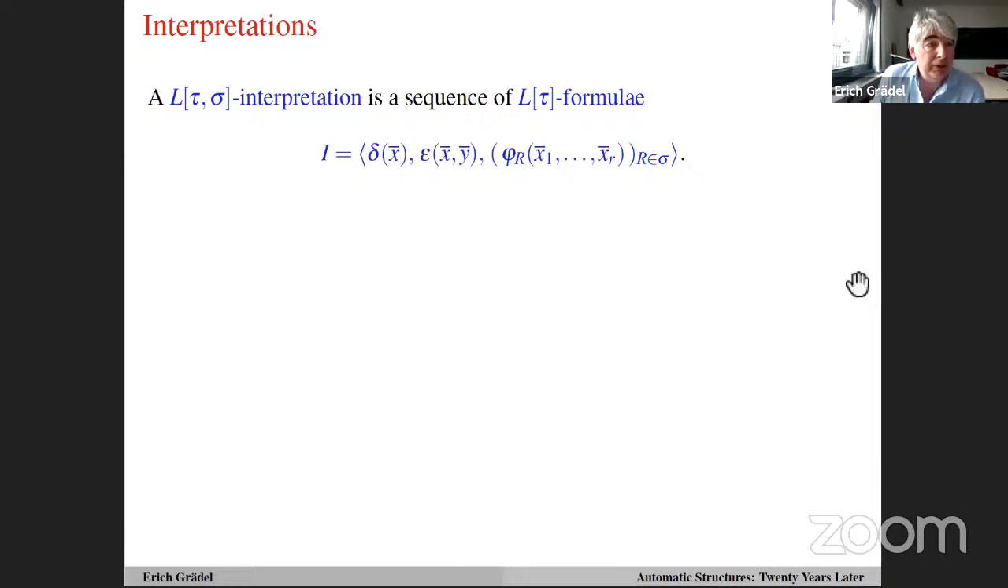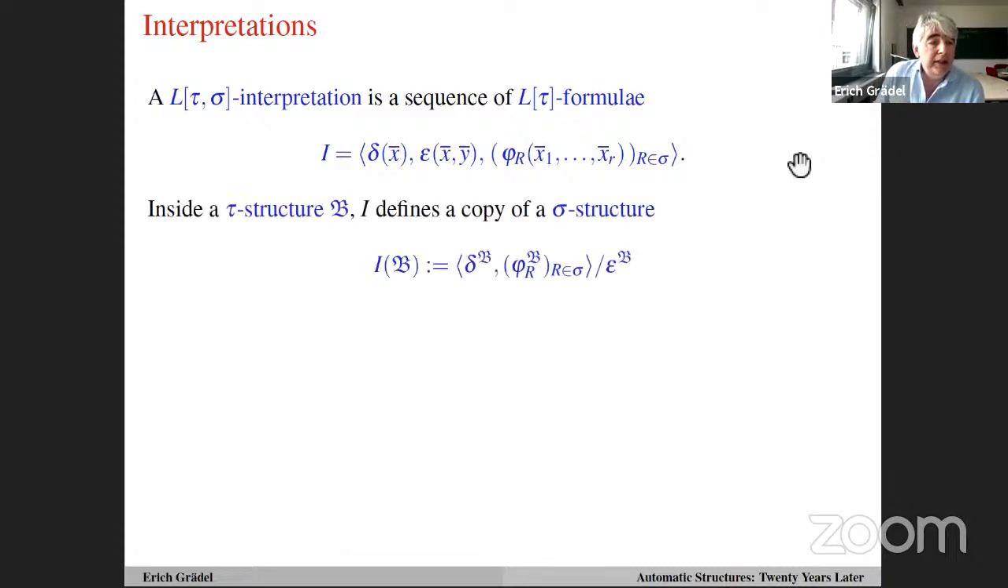An interpretation in some logic L from a source signature sigma to a target signature tau is given by a sequence of formulas in the target vocabulary that define a universe. The delta formula would define a universe, the epsilon formula would define an equality relation, and the other formulas would define specific relations of a sigma structure. So inside a tau structure B, such an interpretation defines a copy of a sigma structure, defined the following way.